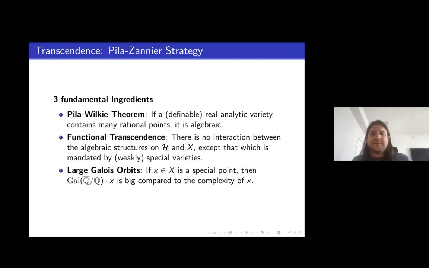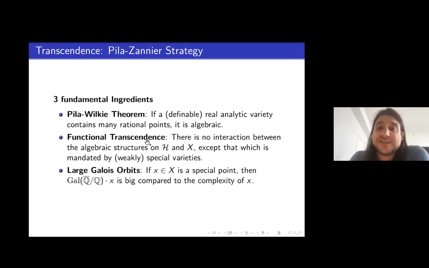So to summarize the fundamental ingredients that go into the proof: first of all, you have what's known as the Pila-Wilkie theorem, that if you have a real analytic variety that contains many rational points, it has to be algebraic. There's no other choice.